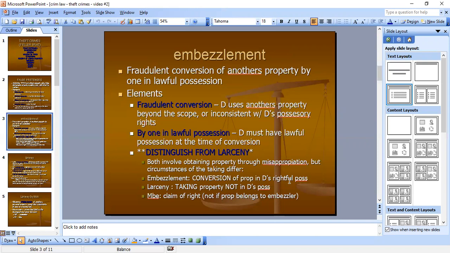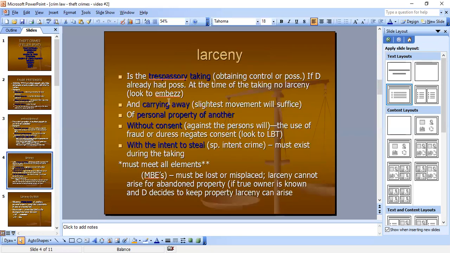They talk about this a lot with people who have possession of the actual register and the money at a business. So there's a lot of MBEs on that. Now, larceny is taking property not in D's rightful possession. They just take it, okay? MBE on this, claim of right, not if property belongs to the embezzler. So if the property belongs to the embezzler in the MBE, he has a claim of right on it. He will not be held guilty of embezzlement because of that. Belongs to him already. Now we get to larceny.